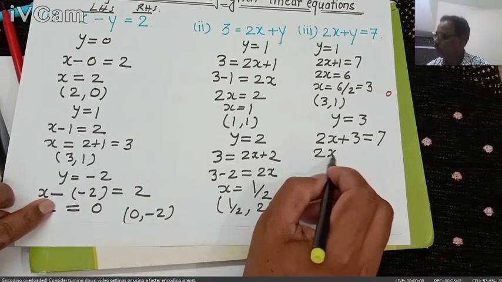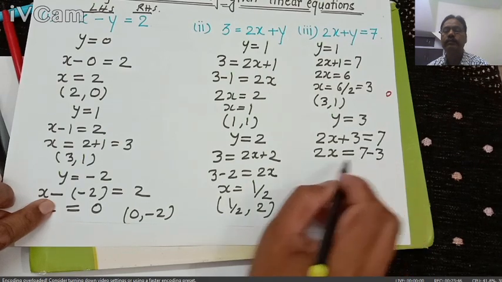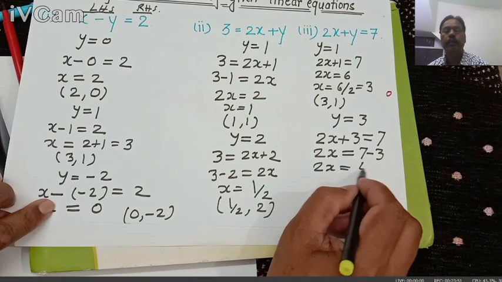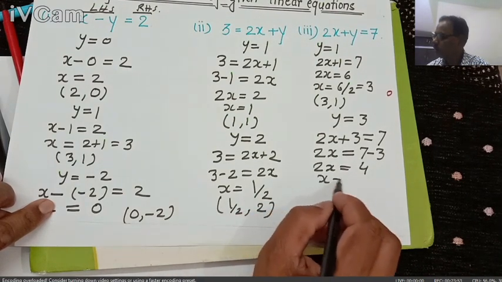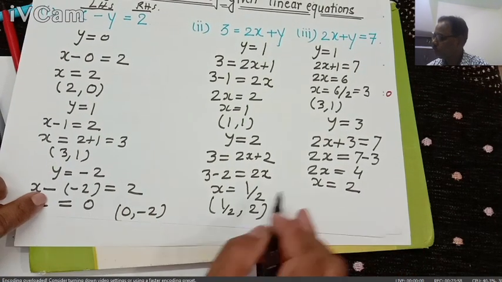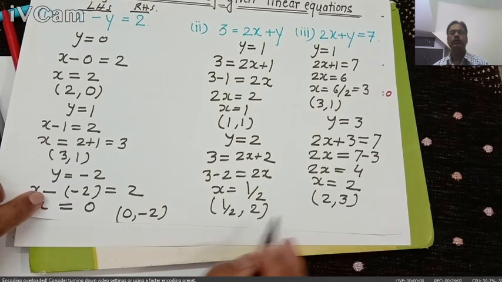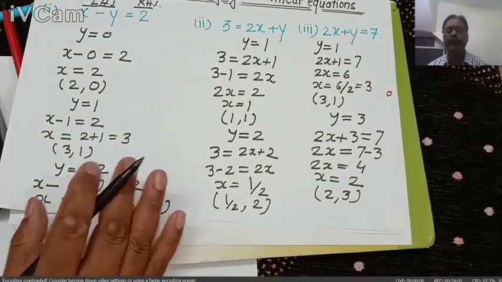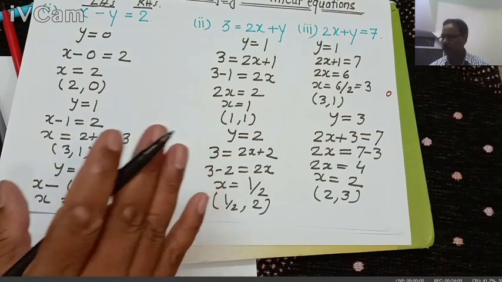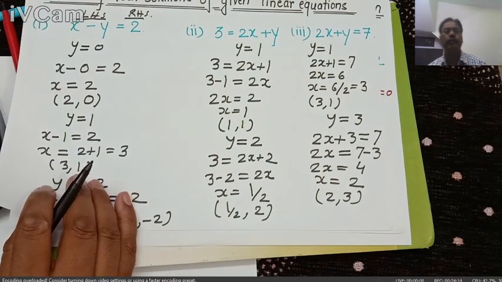So 2x is equal to 7 minus 3. 2x is equal to 4. So x is equal to 4 by 2, that is 2. So our next solution we got (2, 3). So in this way we shall find out the 3 or 4 or 5 solutions, whatever it is asked to find, we can find out easily.